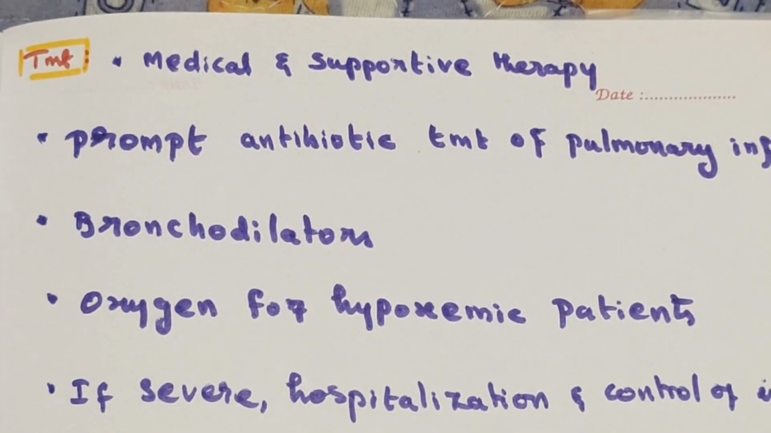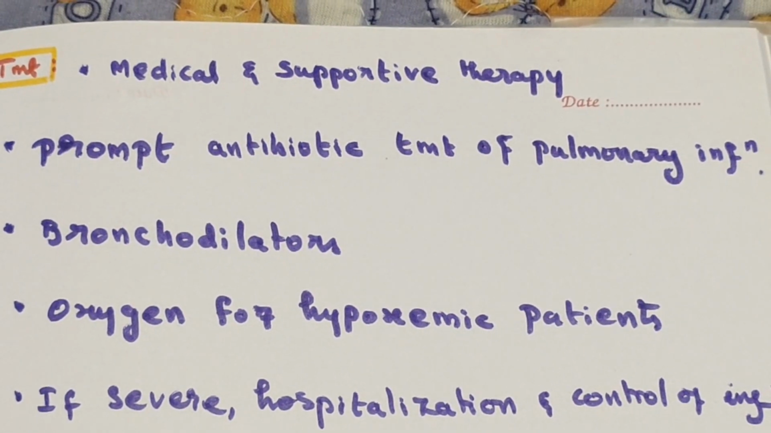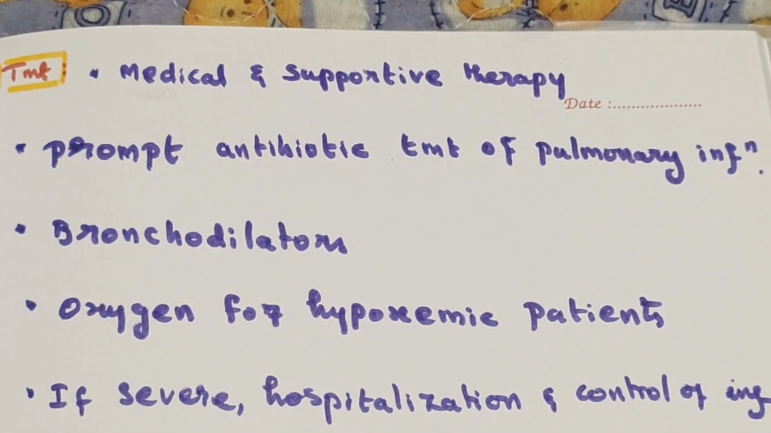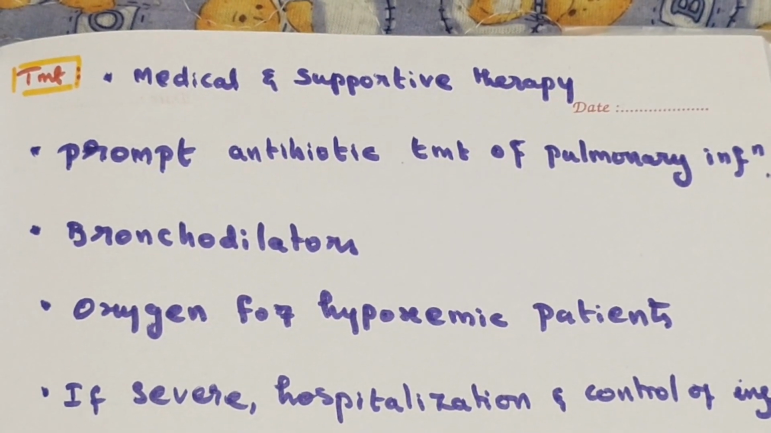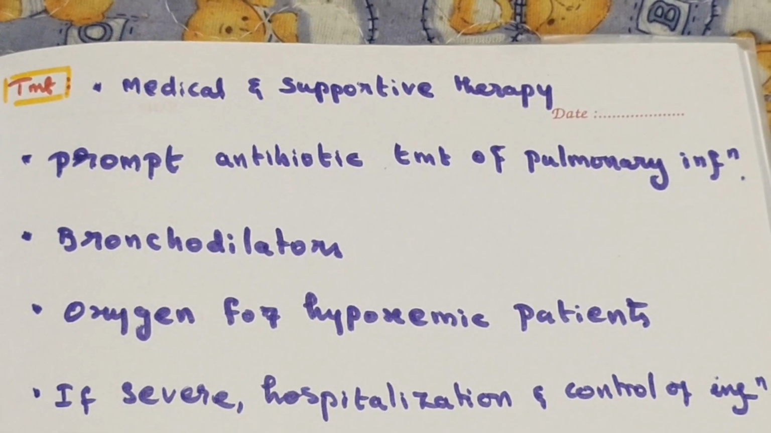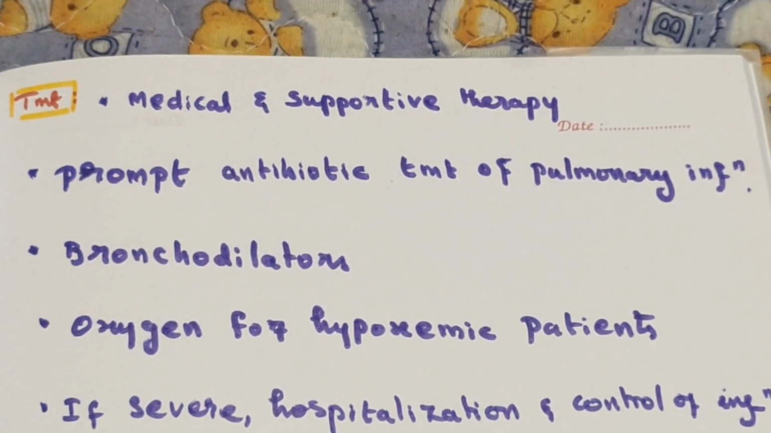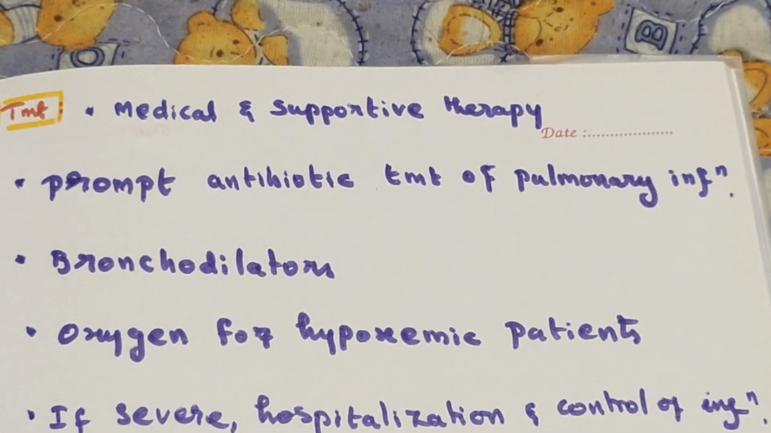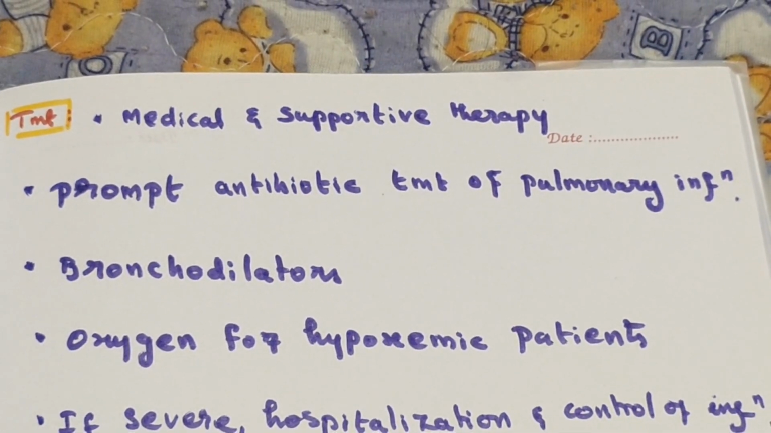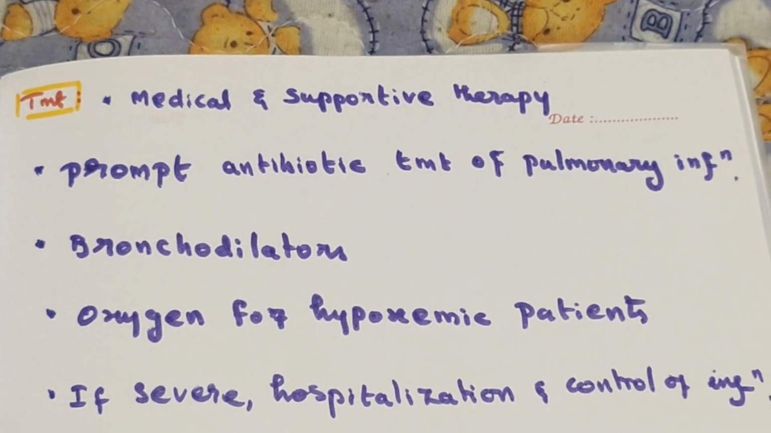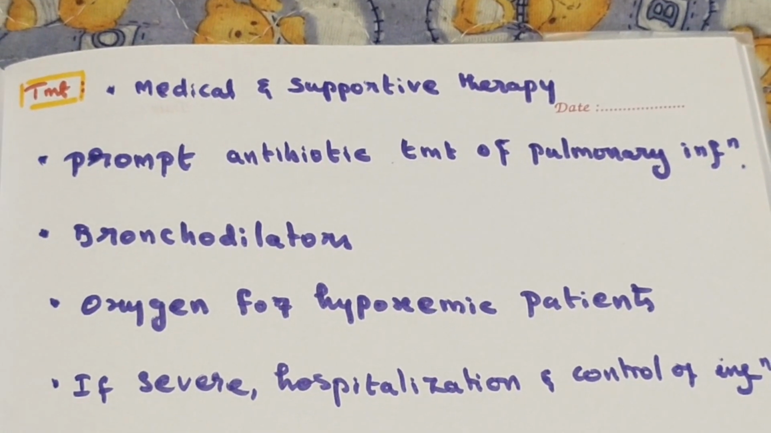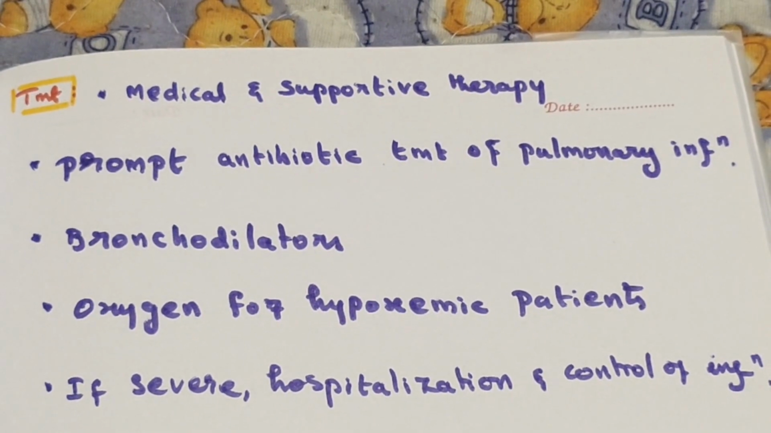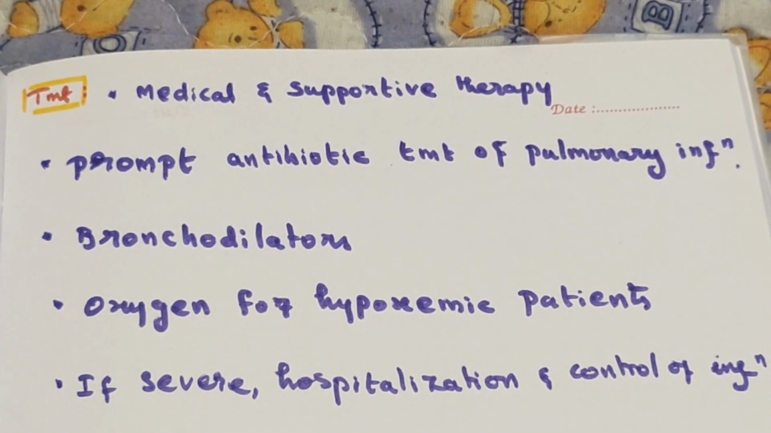Next, how to treat that patient? Because most of the patients can still be smokers, if they are smoking you have to ask them to stop smoking. The main treatment involves medical and supportive therapy. Surgical treatment plays a role only when the bronchiectasis is localized and limited and having complications. The mainstay of treatment is medical and supportive therapy, where you have to treat with antibiotics to clear up the pulmonary infection.